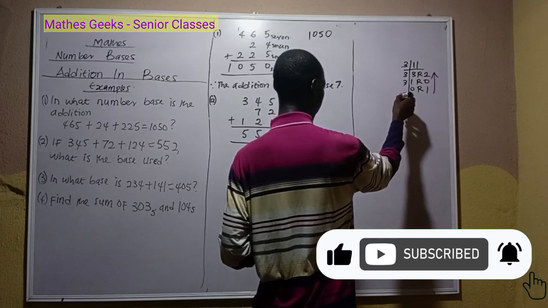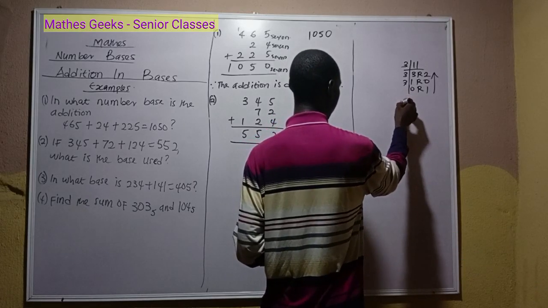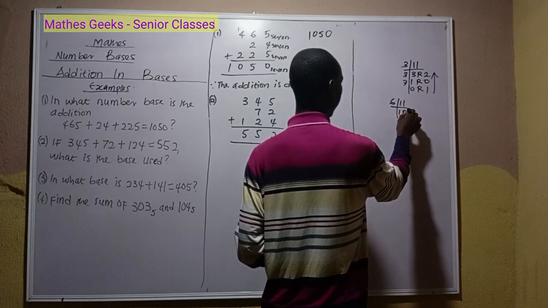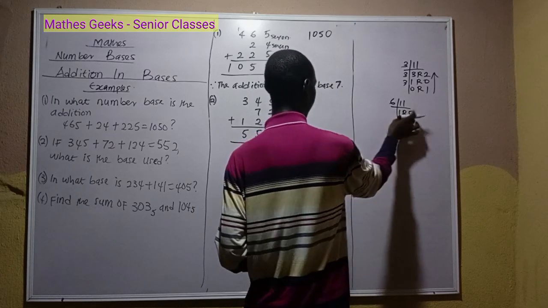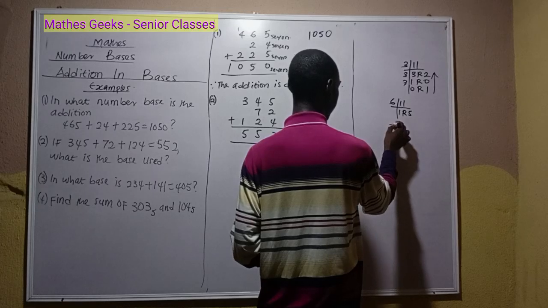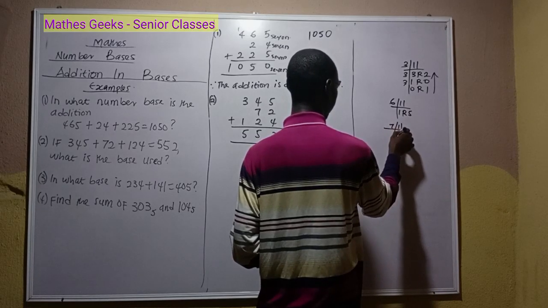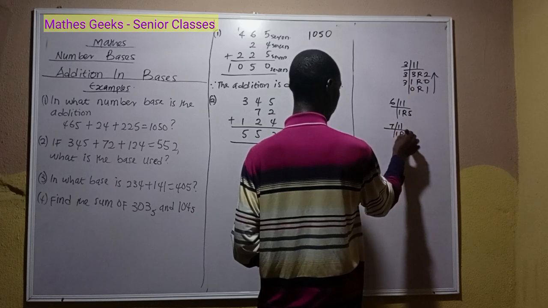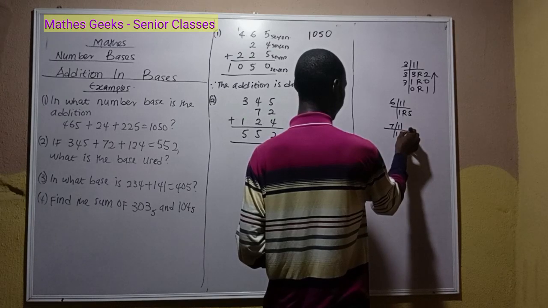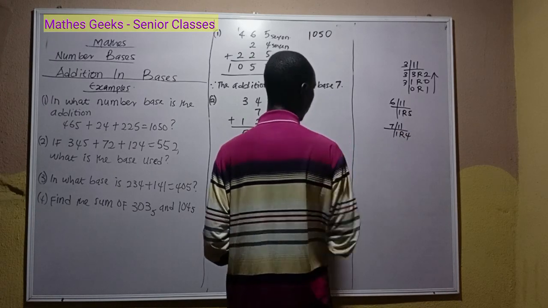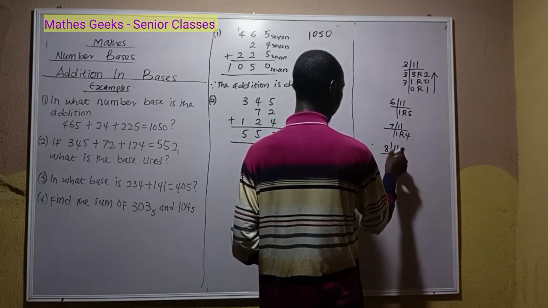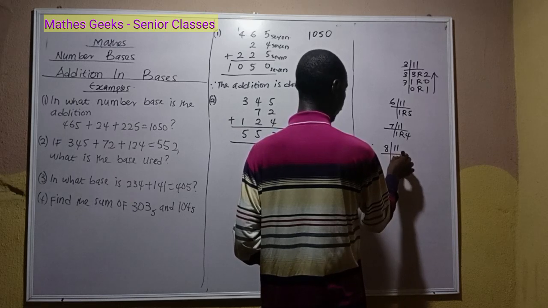So let's try 6. 6 into 11 will give me 1, remainder 5. Yes, 2 is not 5. So let's try 7. 7 into 11 gives me 1, remainder 4. 1 remainder 4, and what you need here is 2. Okay, so let's try 8. 8 into 11 gives me 1, remainder 3.